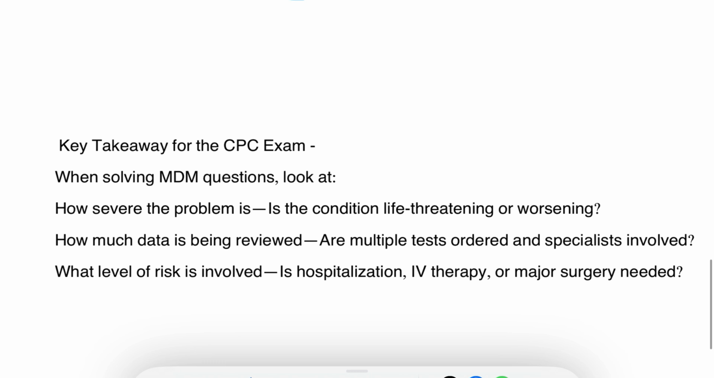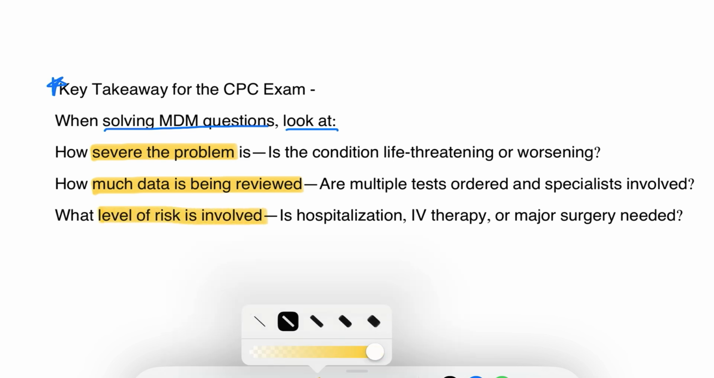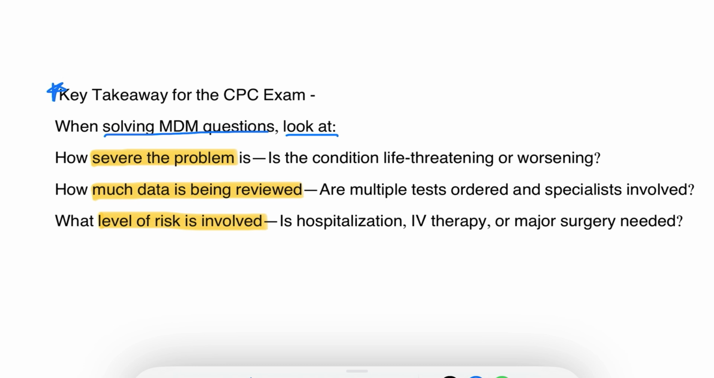Key takeaway for the CPC exam: when solving MDM questions, look at how severe the problem is. Is the condition life-threatening or worsening? How much data is being reviewed? Are multiple tests ordered and specialists involved? What level of risk is involved? Is hospitalization, IV therapy, or major surgery needed? If all 3 factors are at their highest level, the answer is high MDM.